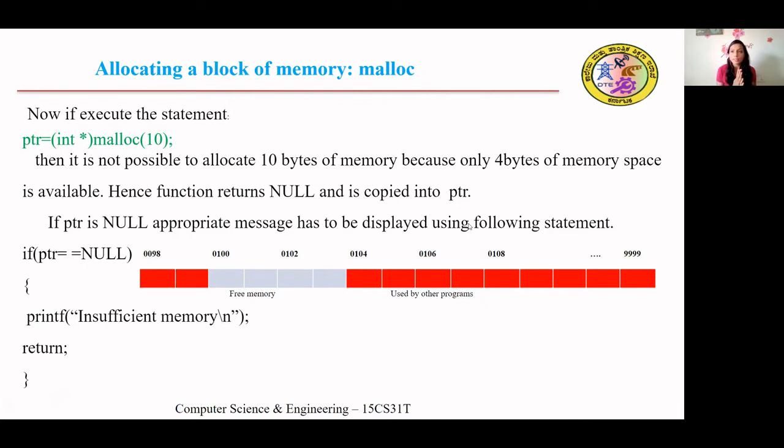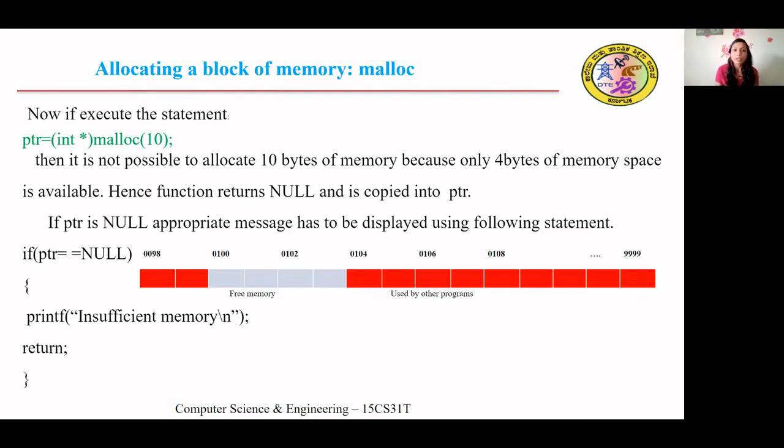If I don't solve this problem, if I don't write a statement to handle it, my program will behave abruptly. So to avoid that, I have to check. When there is no space in your computer, it will return a value. Any idea what the value is? I want 10 bytes now, but only 4 bytes are free in my computer. So whenever the space is insufficient, your computer will return a value called null.